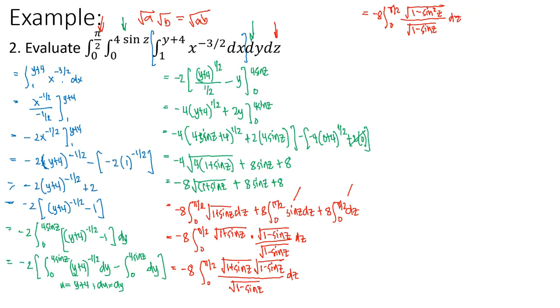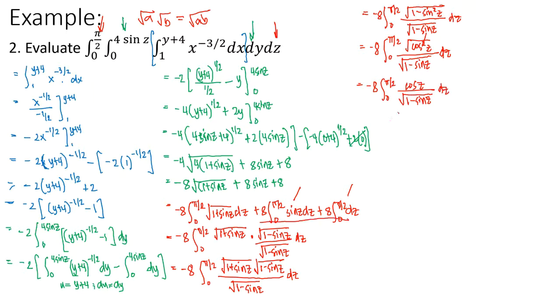From the Pythagorean identity, we know that 1 minus sine squared z is equivalent to cos squared z. So we have square root of 1 minus sine z, then the dz. So cancel the square root and the squared. What we have left is integral from 0 to pi over 2 of cos z times square root of 1 minus sine z, and then we have dz.